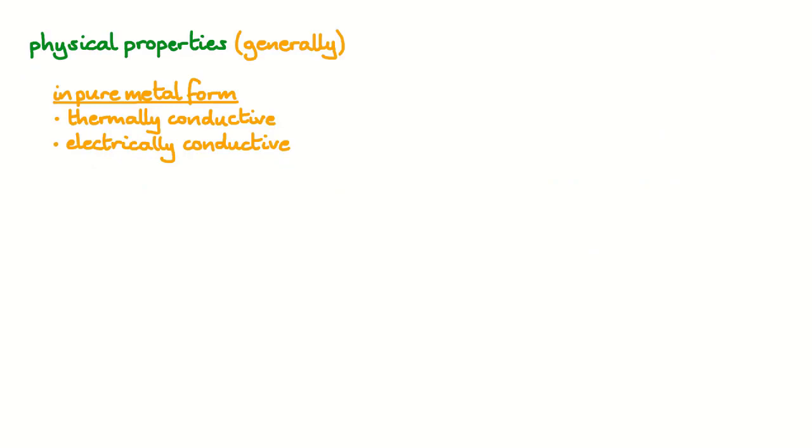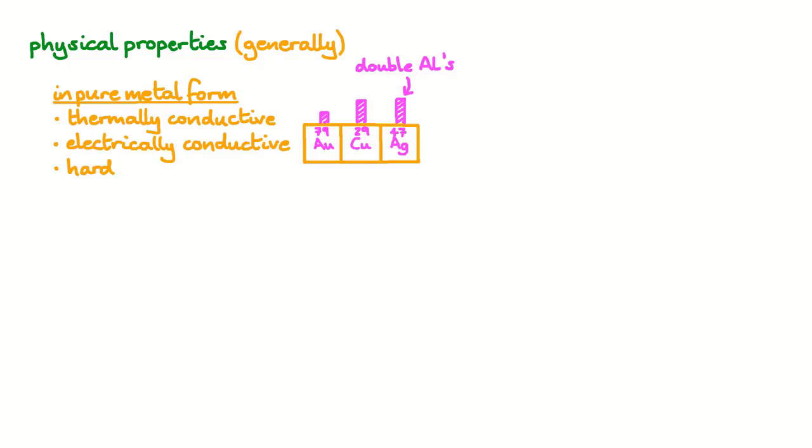Like other metals in their pure form, transition metals are thermally and electrically conductive. However, the three most conductive metals of all are all transition metals: gold, copper, and silver, with silver being twice as conductive as aluminum. The transition metals are also generally quite hard, at least harder than the main group elements like tin and lead. Some of them are also very strong, like iron and titanium.